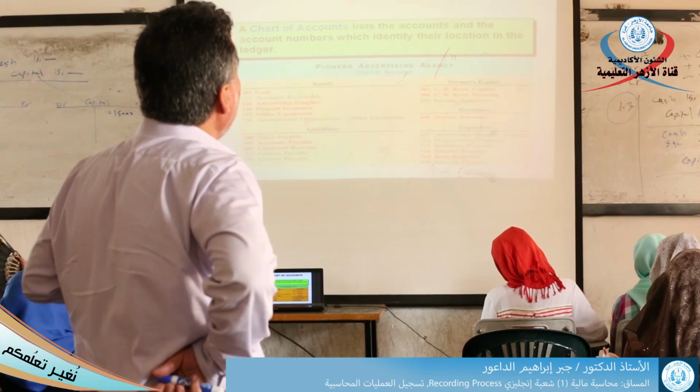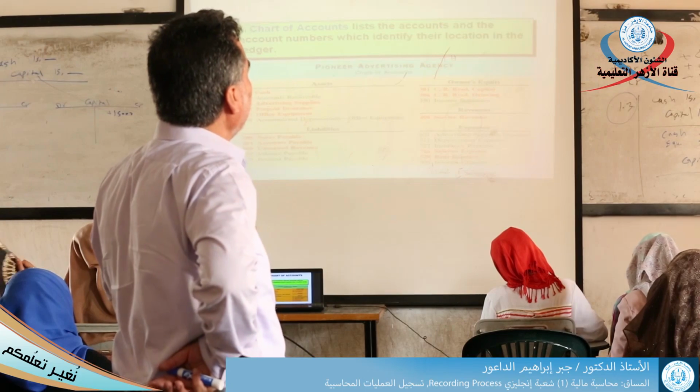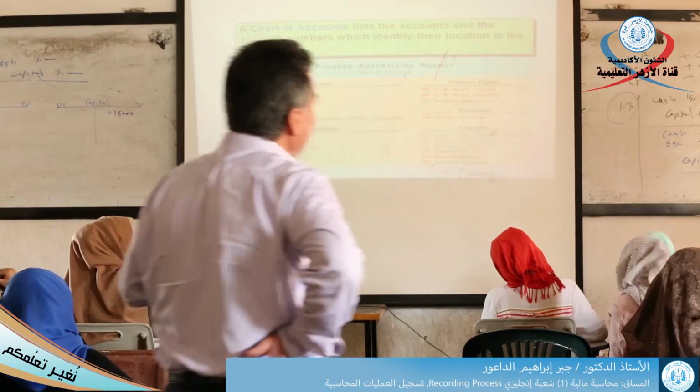A chart of accounts is a list of accounts and the account numbers which identify their location in the ledger.